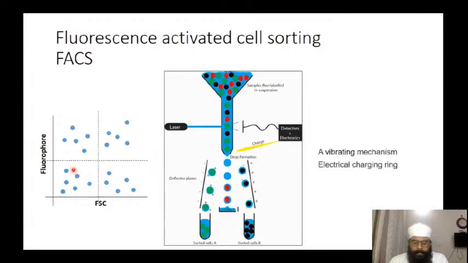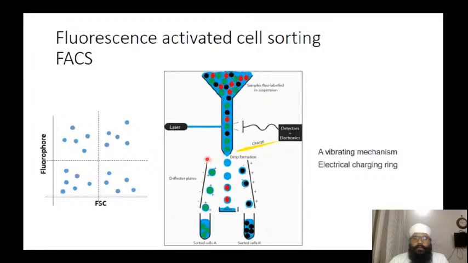These cells might be like debris. I'm not interested in them. So it depends what cells I'm interested in. I can adjust the settings of the program, and then the electrical charging ring will charge the cells.